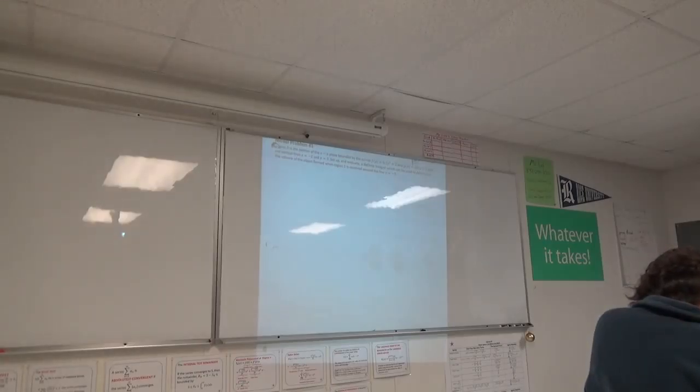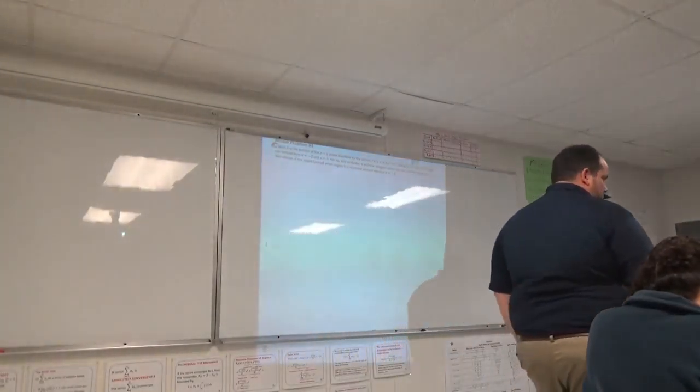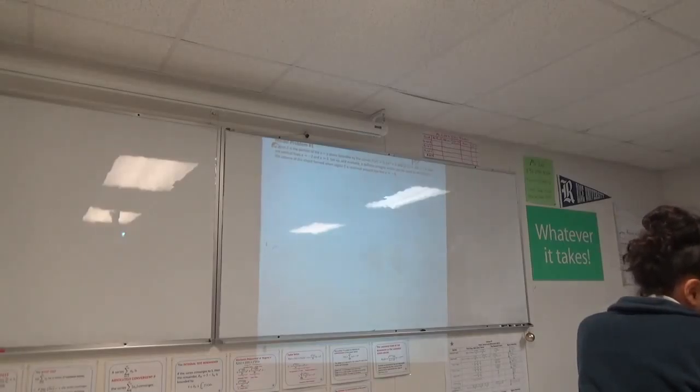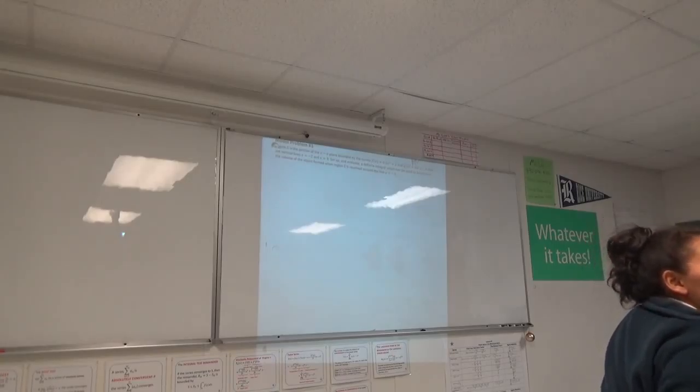Sketch the region. Make sure you know what you're looking at. Make sure you know where your axis of rotation is. And then probably the most important question that you're going to ask yourself after you've sketched the region: is it a solid object or is it a hollow object?